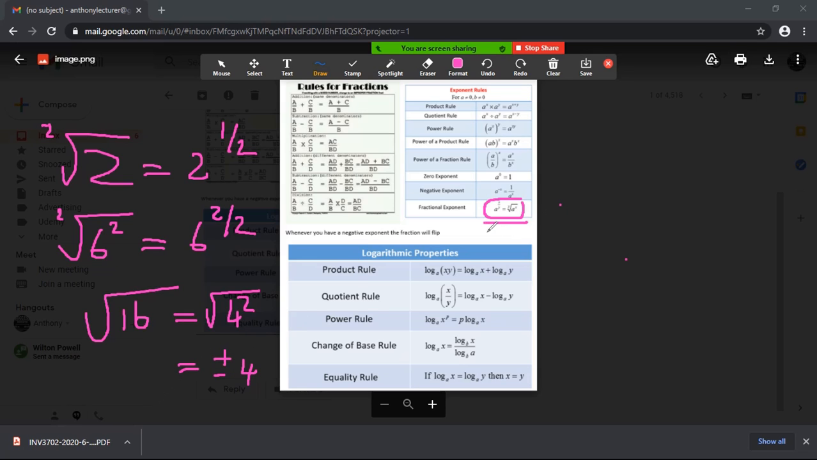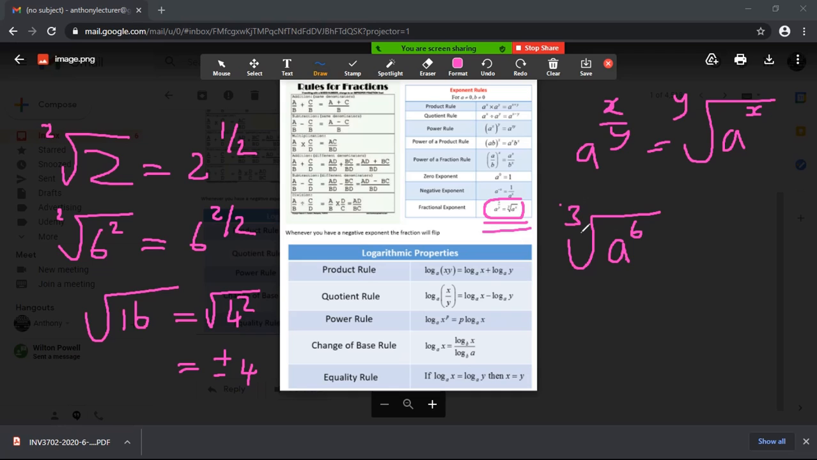So this formula is saying a to the x over y is the same as the y-th root of a to the x. That's correct. It doesn't matter what you have. If you had something like a to the 6, let's make it a 3 here, then you would have a to the 6 over 3. Is that right? Yes, those are just rules.